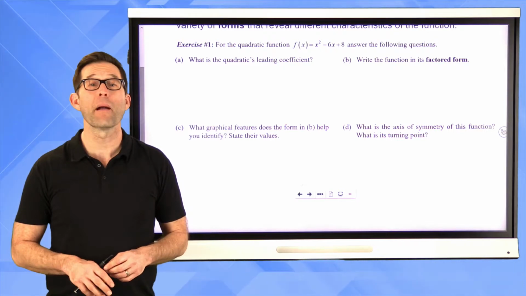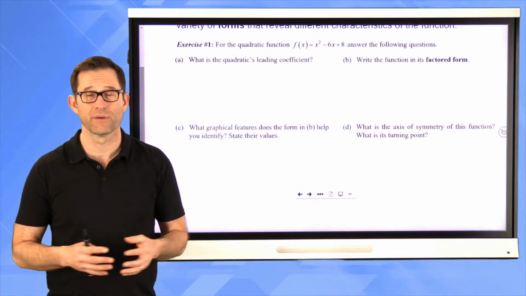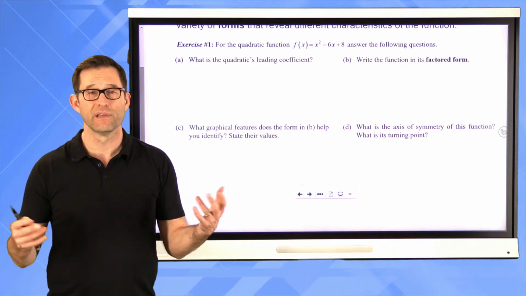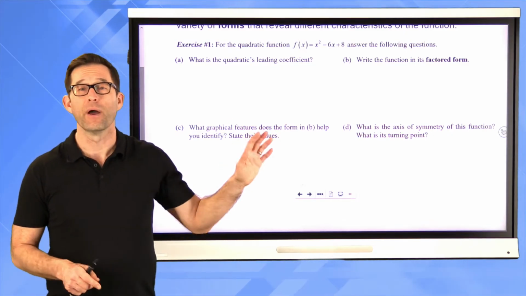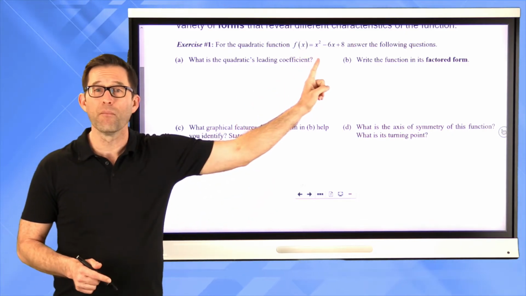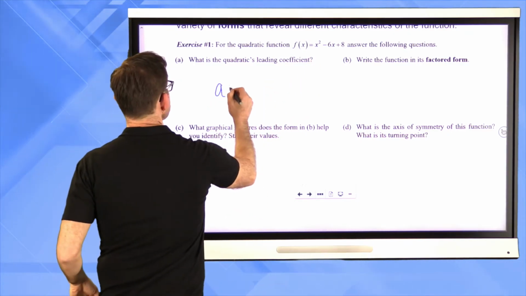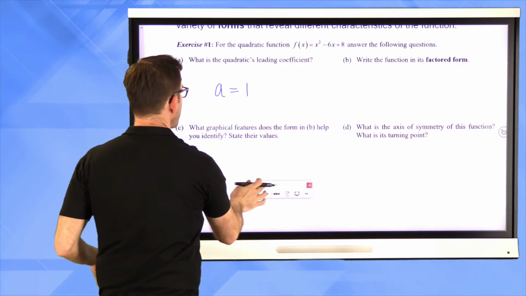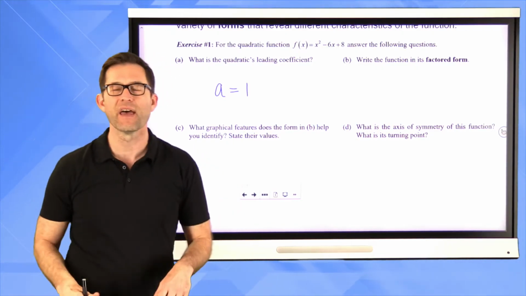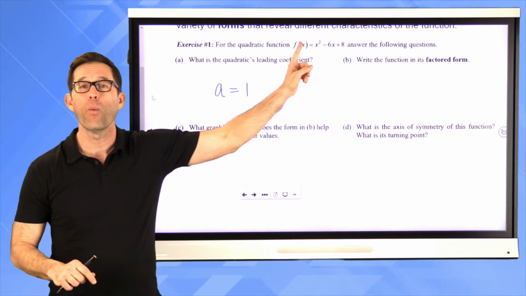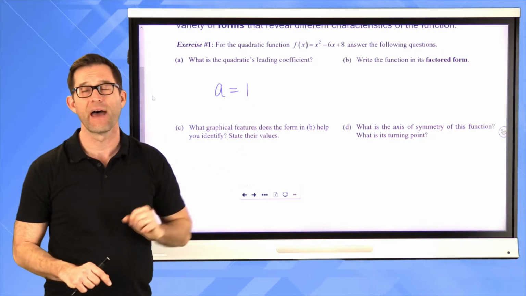All right, now remember, coefficients are always numbers, unless they're letters that stand for numbers. But anyway, in this case, it's the number that multiplies x squared, and that's equal to 1. Oftentimes we represent the leading coefficient of a quadratic with the letter a, so I'm going to say a is equal to 1. Even though that 1 isn't written, I'm going to have it down there.